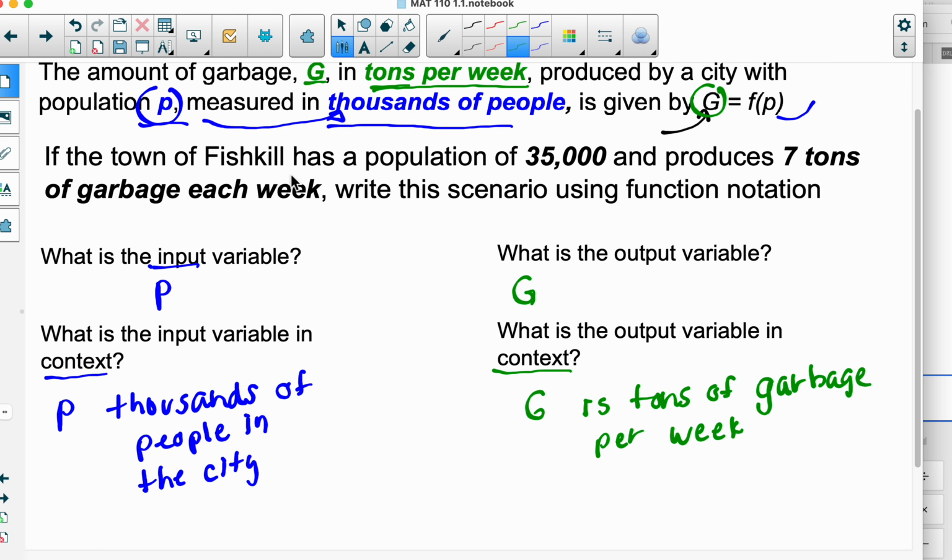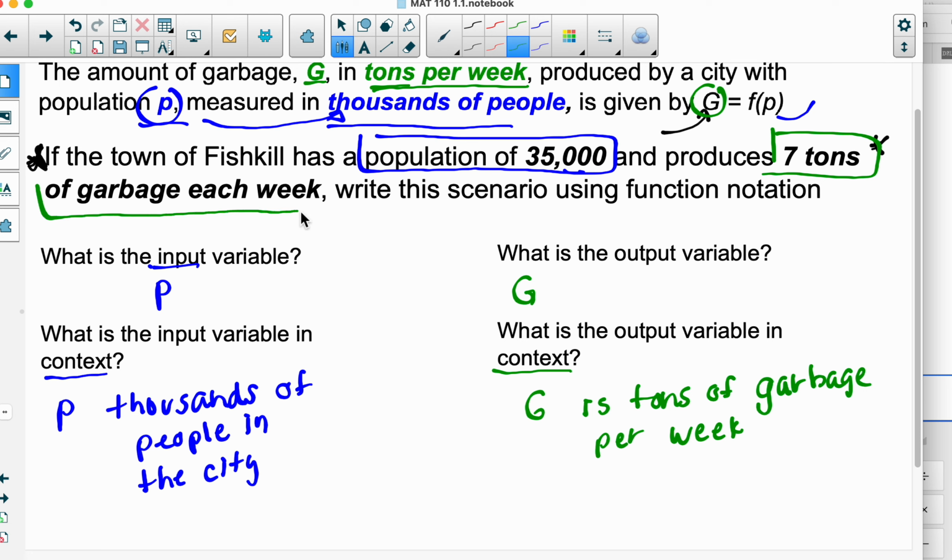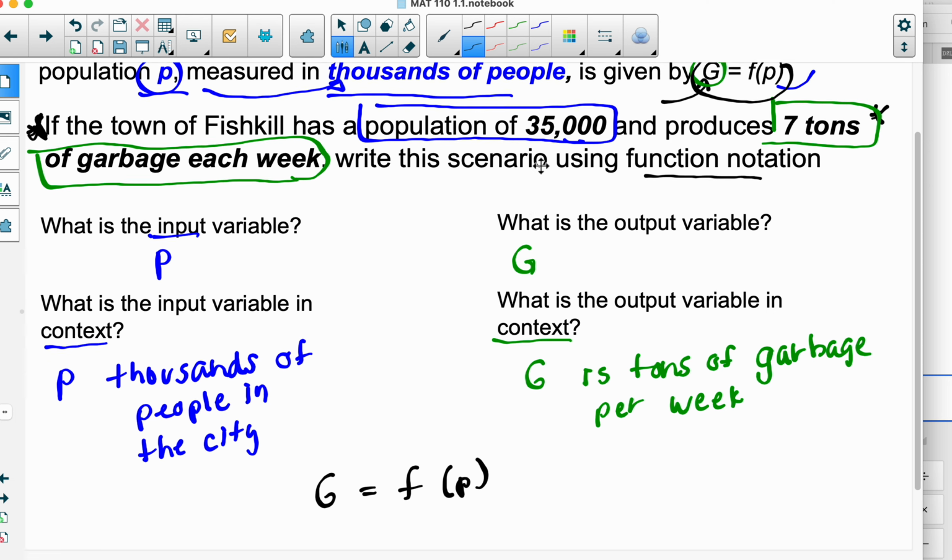All right, so now let's focus in on, it's asking us if the town of Fishkill has a population of 35,000 and produces 7 tons of garbage each week. If we want to write this in function notation, here's my function notation, G equals F of P. How would I translate this?